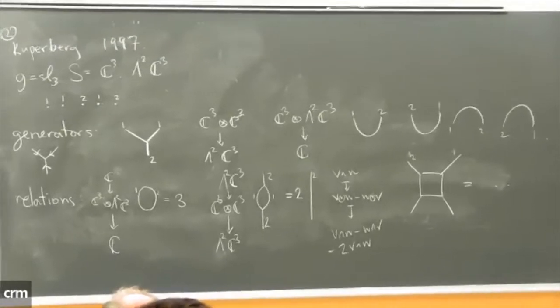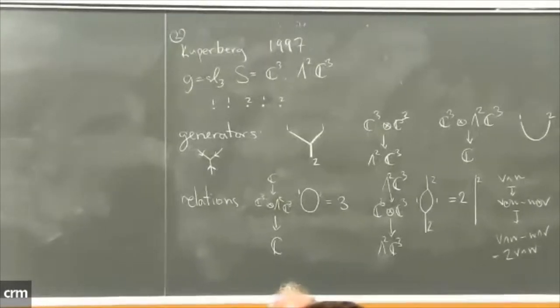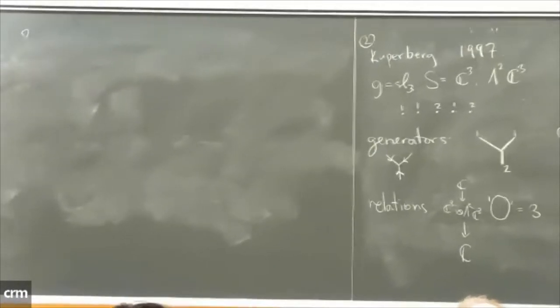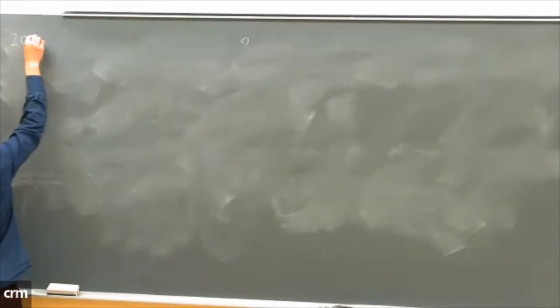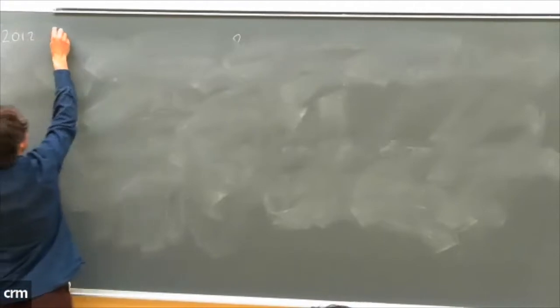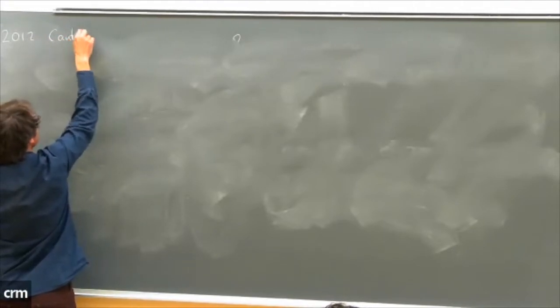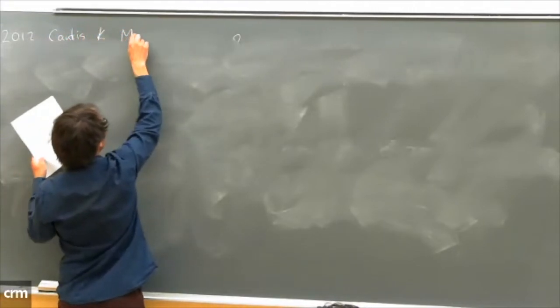And then there was a thesis of Scott Morrison, who had a conjectural description for SLN. And then there was our paper. So this is from 2012, I guess. That's Sabin Cautis, myself, and Scott Morrison.